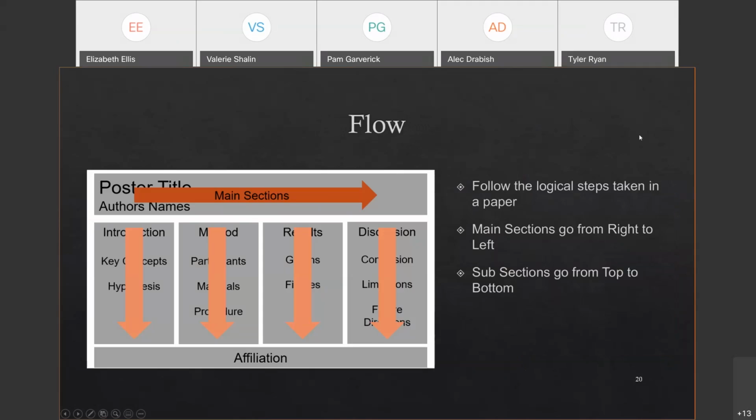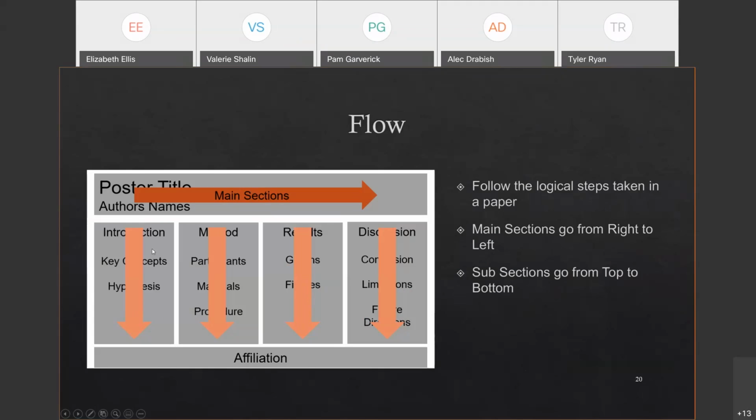The last piece is flow. Flow depends on what you're talking about, but it means your poster should follow the logical steps taken in the paper. So you have your main sections. We read left to right, so from left to right: introduction, method, results, discussion. And then as you go down, the subsections should go from top to bottom in a logical order.